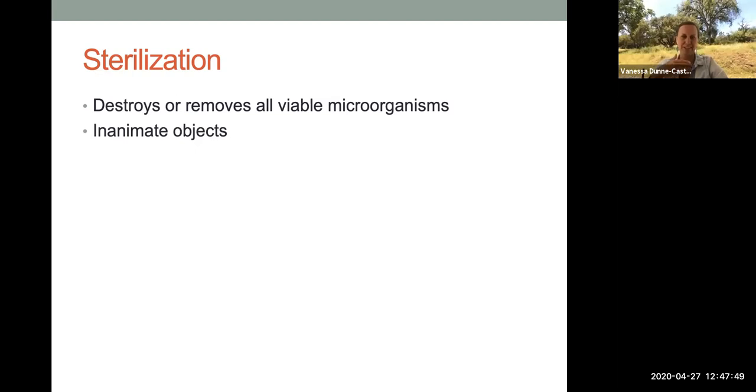So you cannot attain sterilization on animate objects without killing the animate object itself, or at least destroying it quite dramatically. So sterilization is done on inanimate objects. And again, destruction or removal. So there is an ability to physically remove all viable microorganisms from something, and that would be an efficient mode of sterilization without killing them.